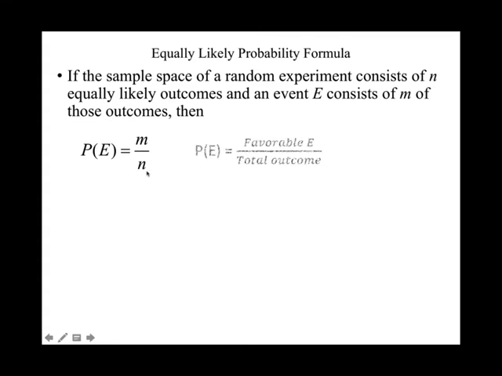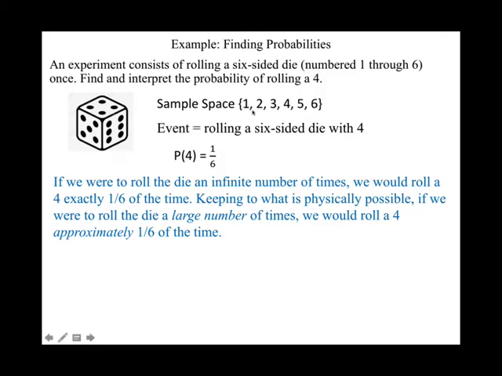I would write it as P of E equal to the number of favorable outcomes for E over the total outcomes. How many results are favorable to E? Over the total outcomes. So you count how many outcomes you have in your sample space and apply it here. I have 6 outcomes, so the total is 6. I only have one favorable 4 here. So that's why it's 1 over 6.